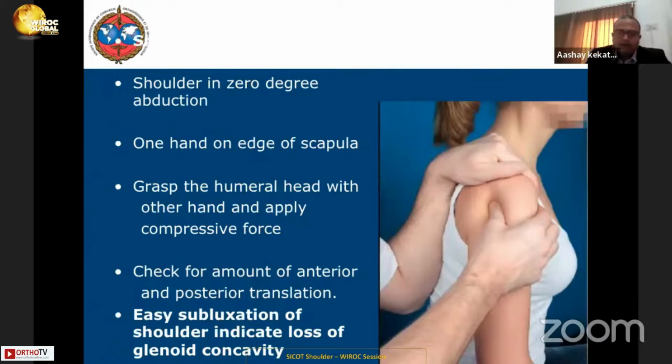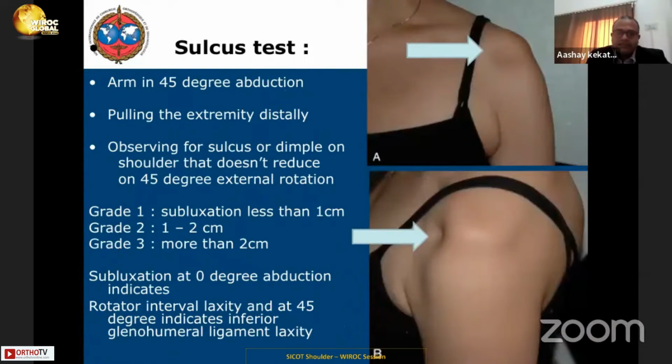So the subluxation part: shoulder in 0 degrees of abduction, one hand on the scapula, we grasp the humeral head with the other hand, apply a compressive force, and check for the amount of anterior and posterior translation. Easy subluxation of the shoulder indicates loss of glenoid concavity. The sulcus test: pulling the extremity distally, observing for a sulcus or dimple on the shoulder that doesn't reduce on 45 degrees of external rotation. Now, grade 1 is subluxation less than 1 centimeter, grade 2 is 1 to 2 centimeters, and grade 3 is more than 2 centimeters. Subluxation at 0 degrees of abduction indicates rotator interval laxity. At 45 degrees it indicates inferior glenohumeral laxity.